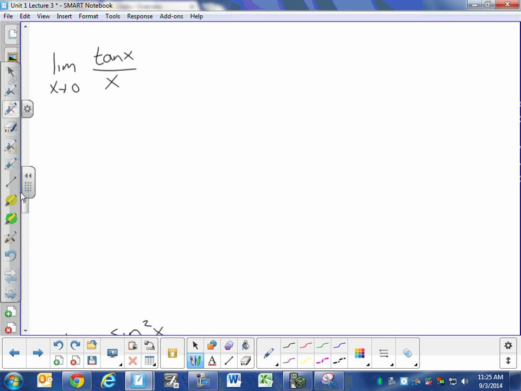This will involve our knowledge of some trig identities. So the limit as x approaches 0 of tan x over x. We're still going to use my helper. We will still use this limit to help. I still cannot plug in 0 into tan x over x, because I get an undefined value. But I will still use this limit that I discovered, sine x over x, as x approaches 0 is 1. How do you think I can use this to help?